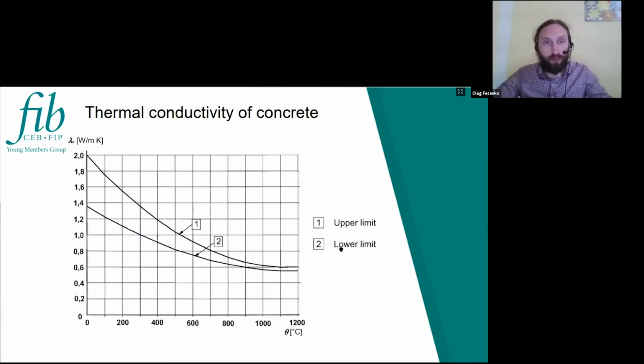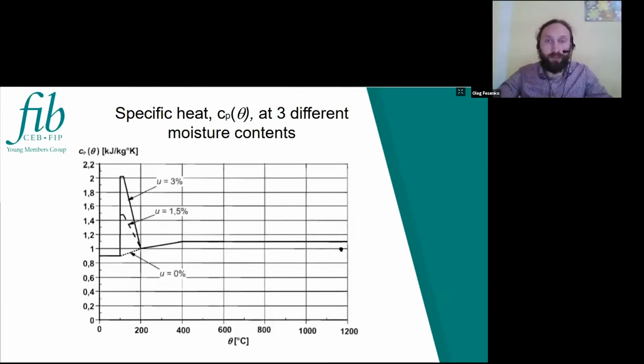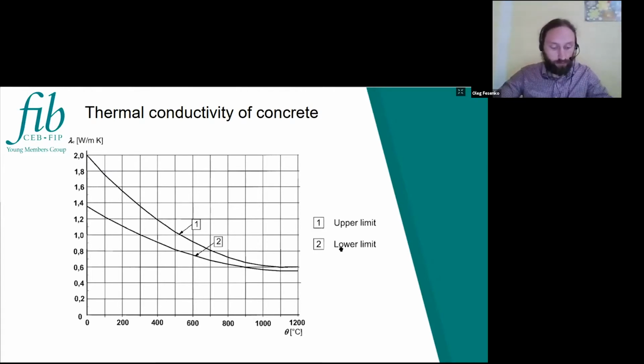Another kind of properties of concrete are thermal properties. There are thermal conductivity of concrete and specific heat of concrete. For the thermal conductivity, we can talk about lower and upper limits of this range of thermal conductivity. The lower limit of thermal conductivity has been derived from comparison with temperatures measured in fire tests of different types of concrete structure. The lower limit gives more realistic temperatures for concrete structures than the upper limit, which has been derived from tests for steel concrete composite structures.